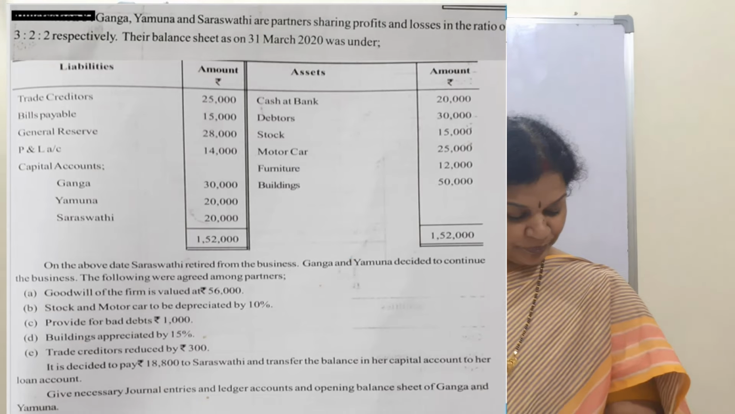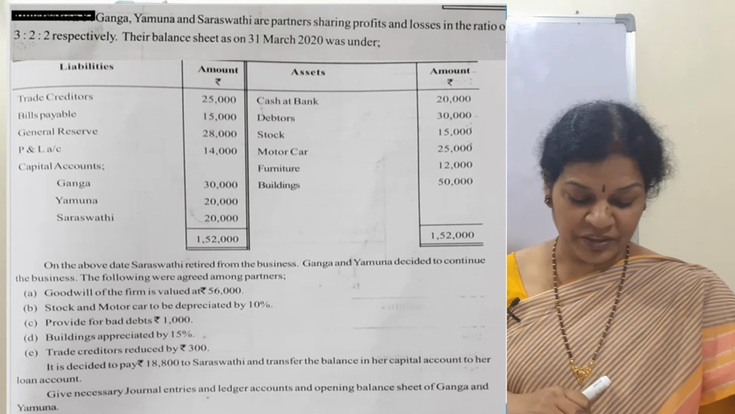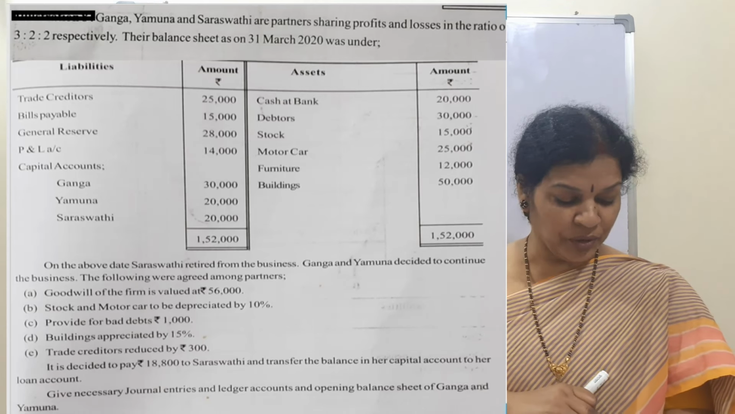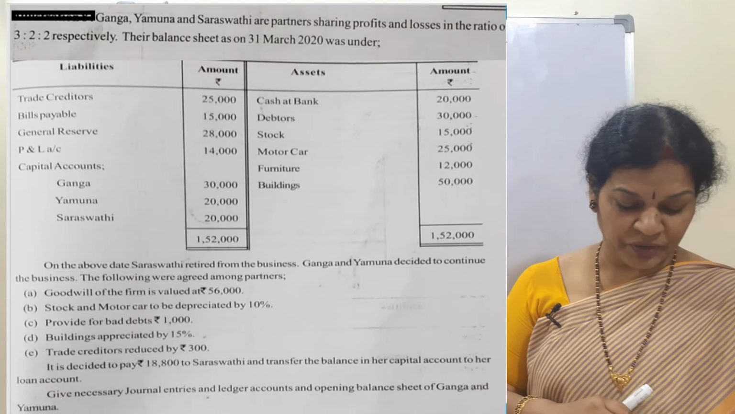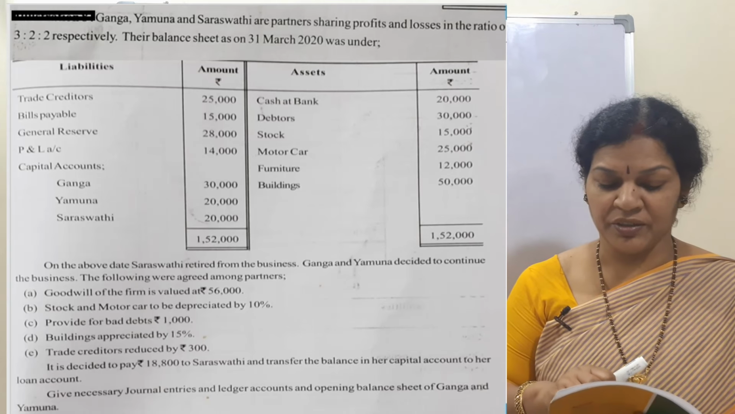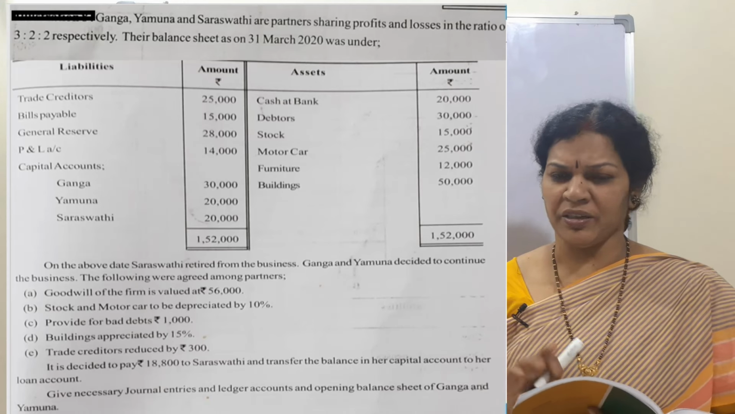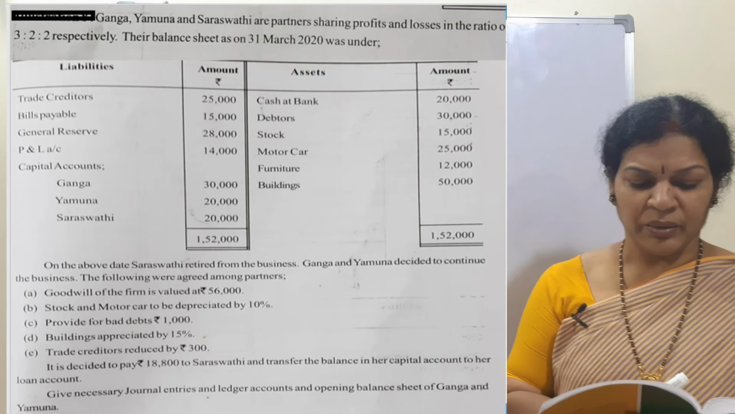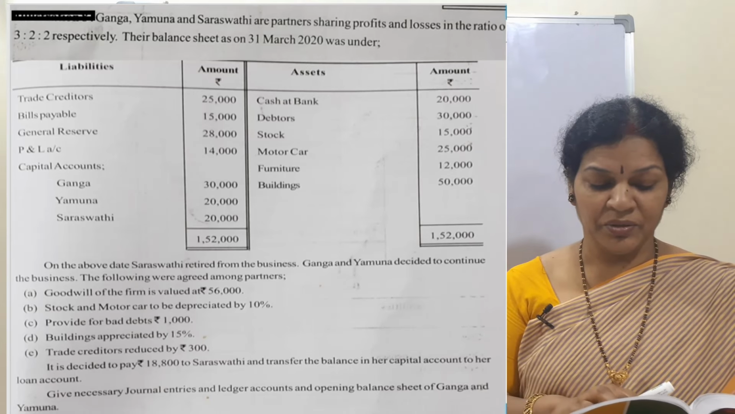Anyway, now see the problem, it's given on the desktop. Here Ganga, Jamuna and Saraswati are partners sharing profits and losses in the ratio of 3:2:2 respectively. Their balance sheet as on 31st March 2020 was as under. What is there in the balance sheet? Cash at bank, debtors, stock, motor car, furniture, building. Everything is simple. Now the liability side: trade creditors, bills payable, general reserve.